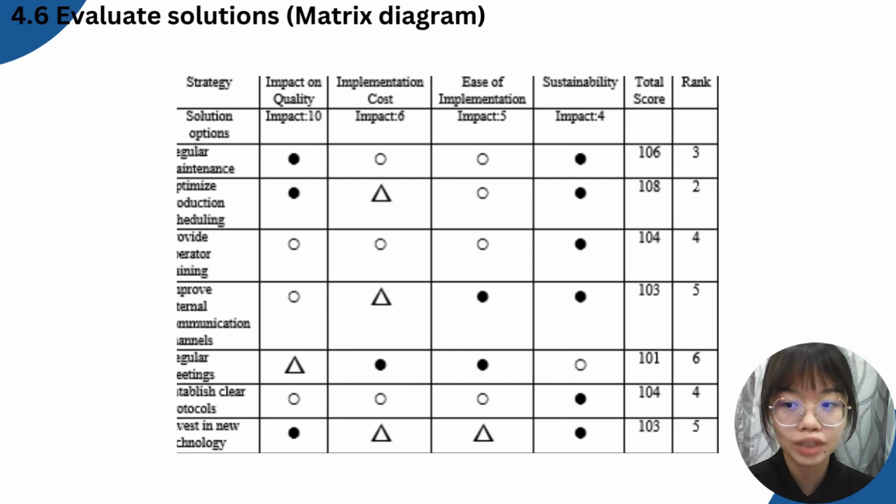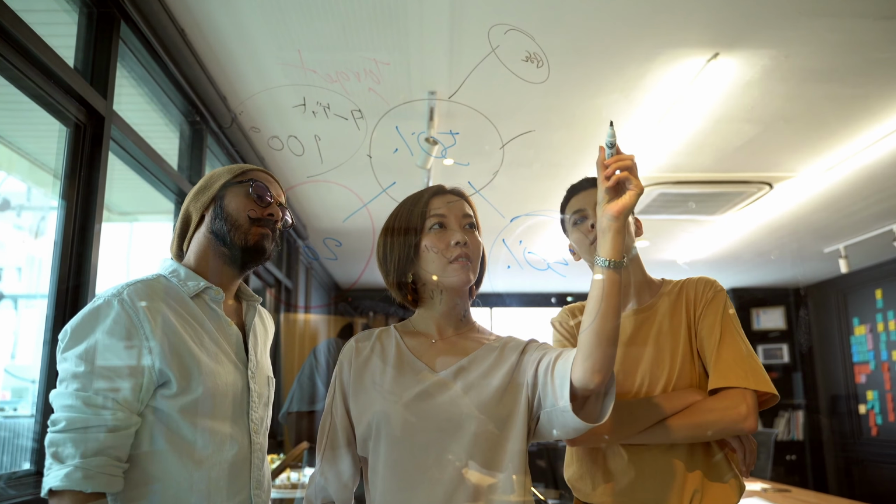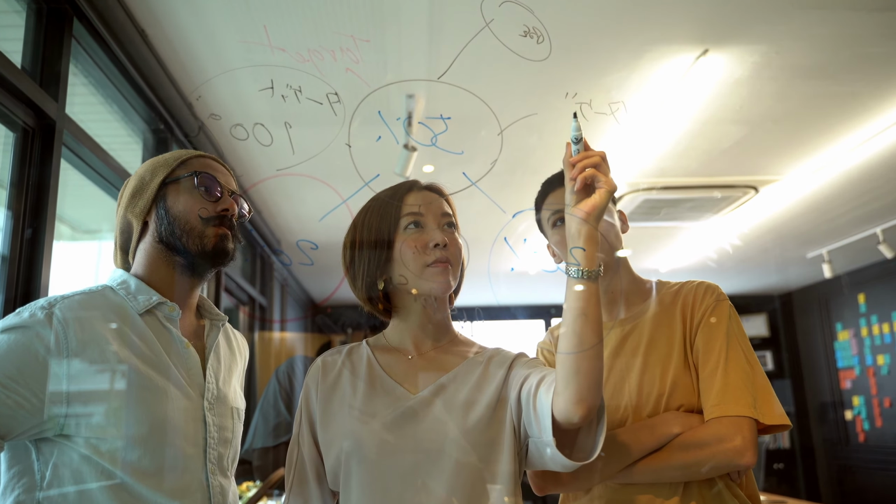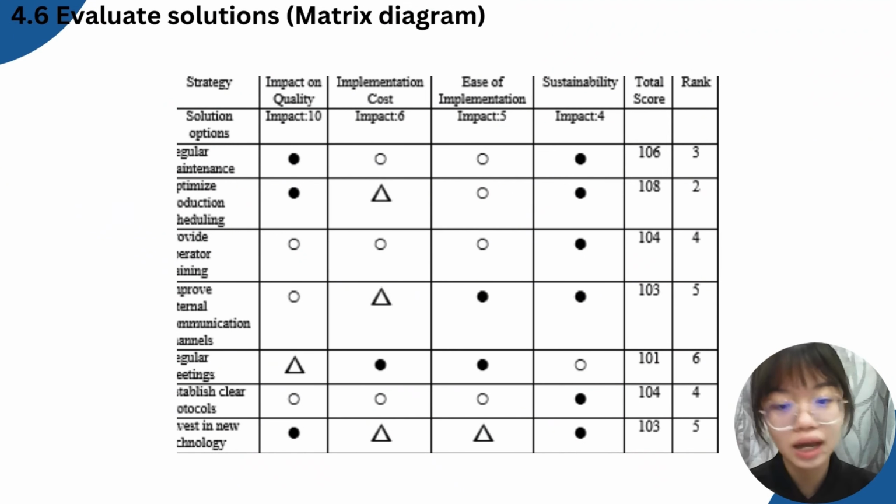Next, I will be discussing the matrix diagram we used to select the best strategy for Plexus Corporation. Our goal was to identify a solution that not only enhances our manufacturing process, but also aligns with our key criteria, which are impact on quality, implementation costs, ease of implementation, and sustainability. Let us start with our first criteria.